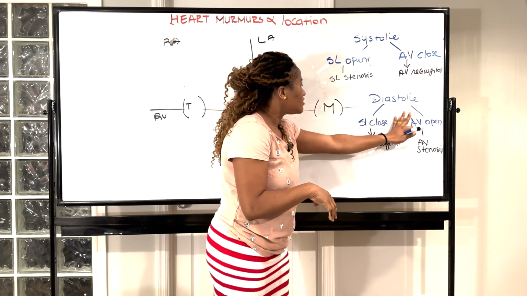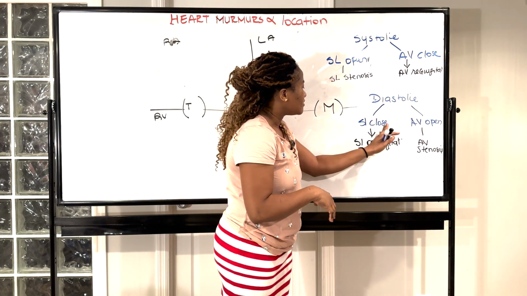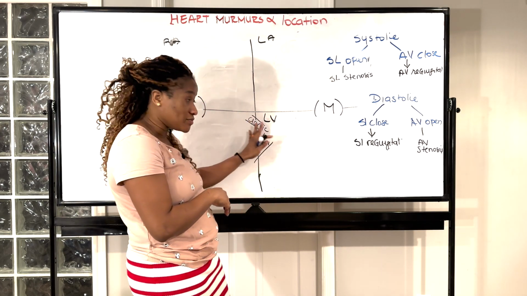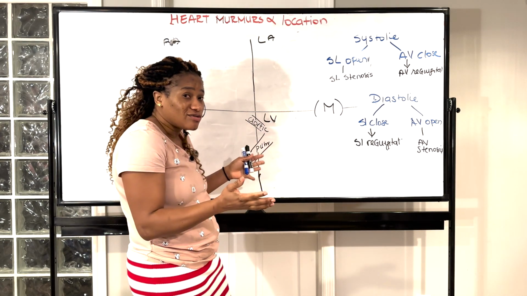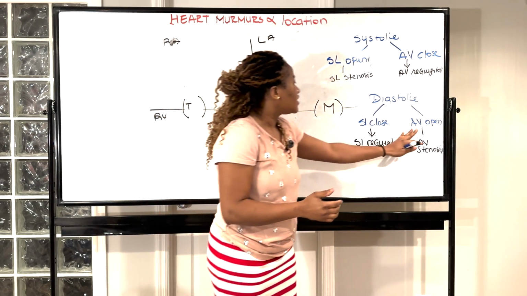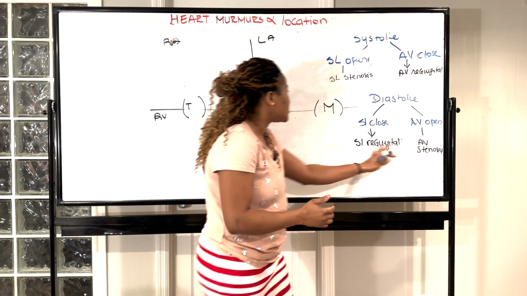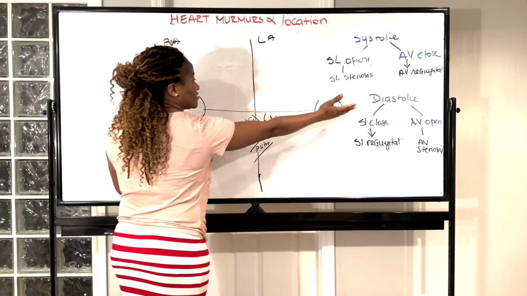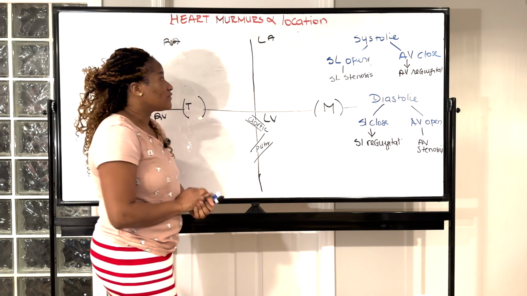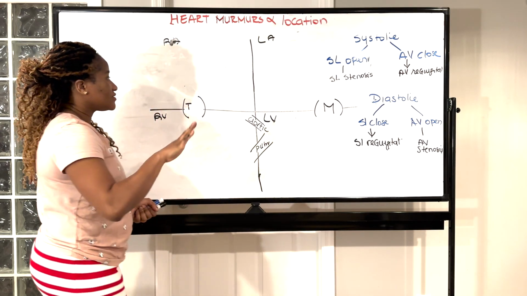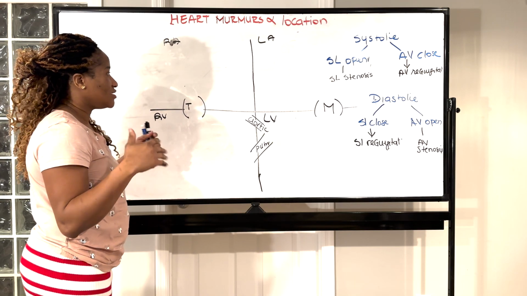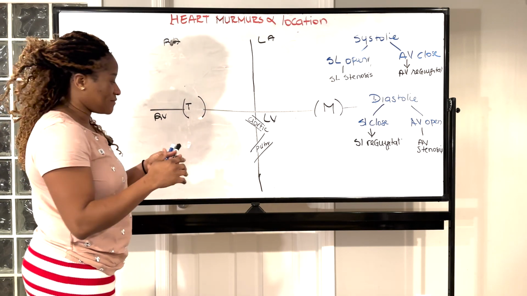And during diastole, you're going to have your SL regurgitation because during diastole, they are supposed to be closed, but they don't close. They have a leak. So it's going to be your diastolic murmur. And your AV stenosis because during diastole, they are supposed to be open and they don't open. Very simple. Now I'm going to talk about some diseases that we can add to this.